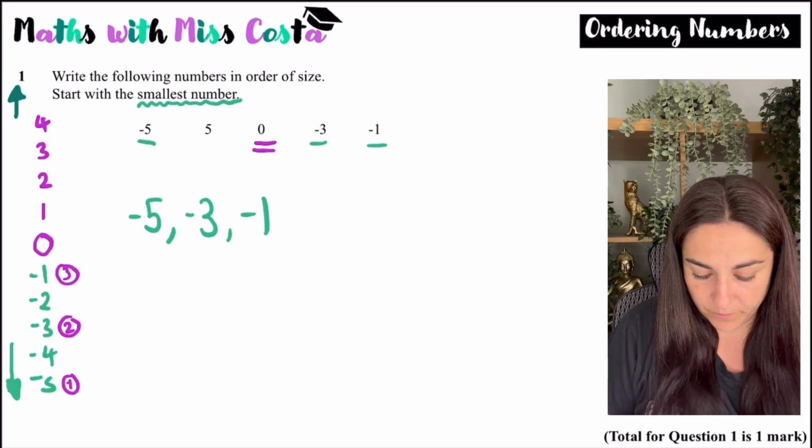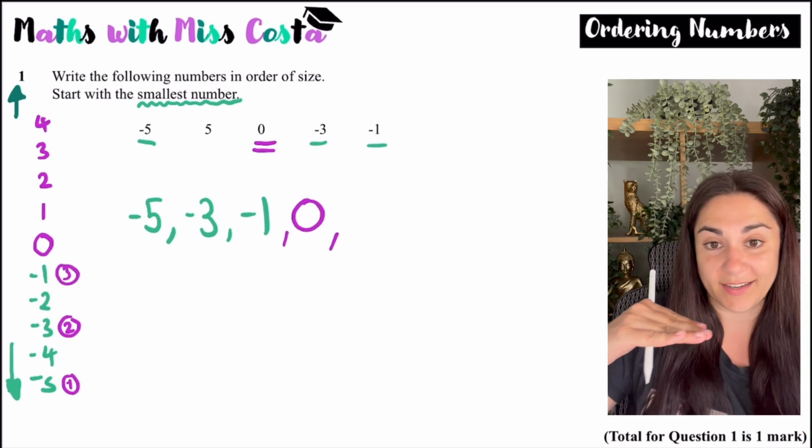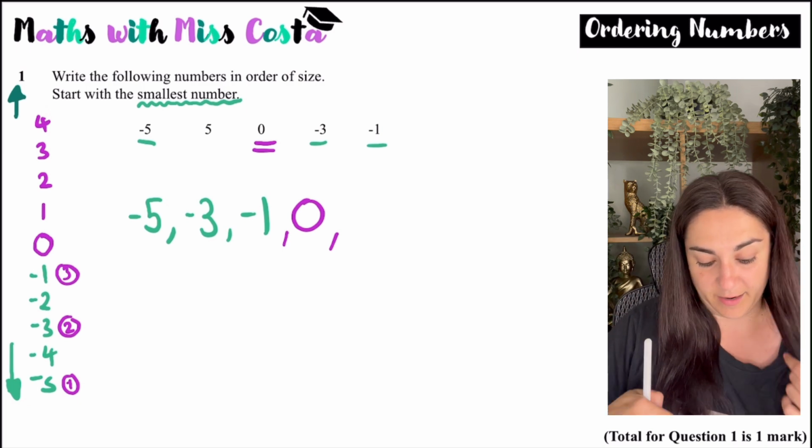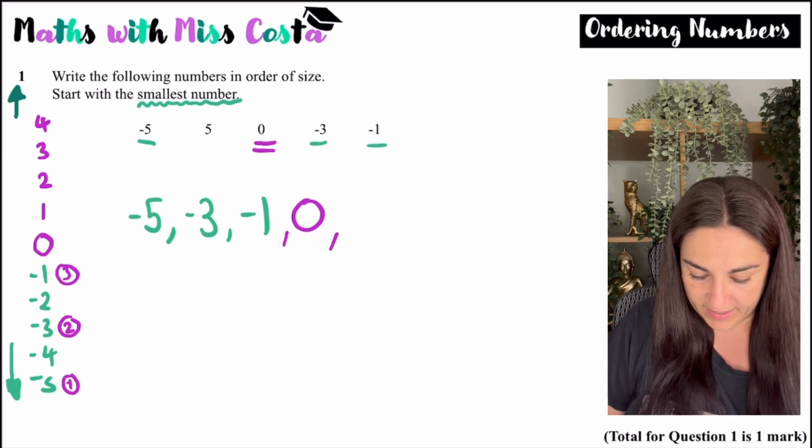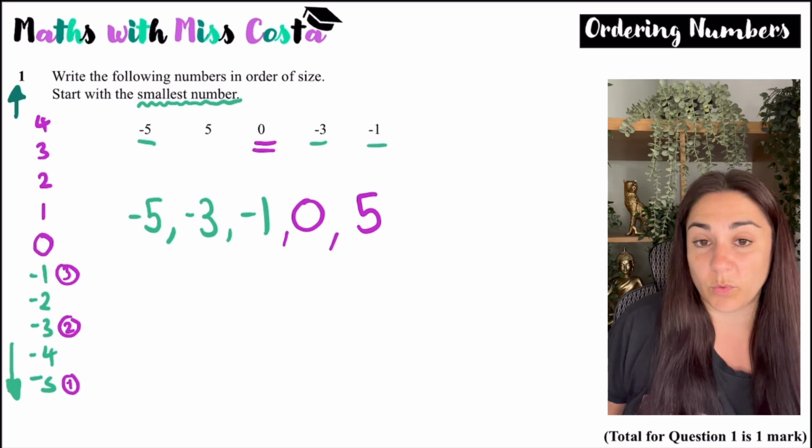Then we've got 0, which is the bridge. It's like the stop point between negative and positive numbers. And then we'd have 5. So that's how we'd order those numbers.